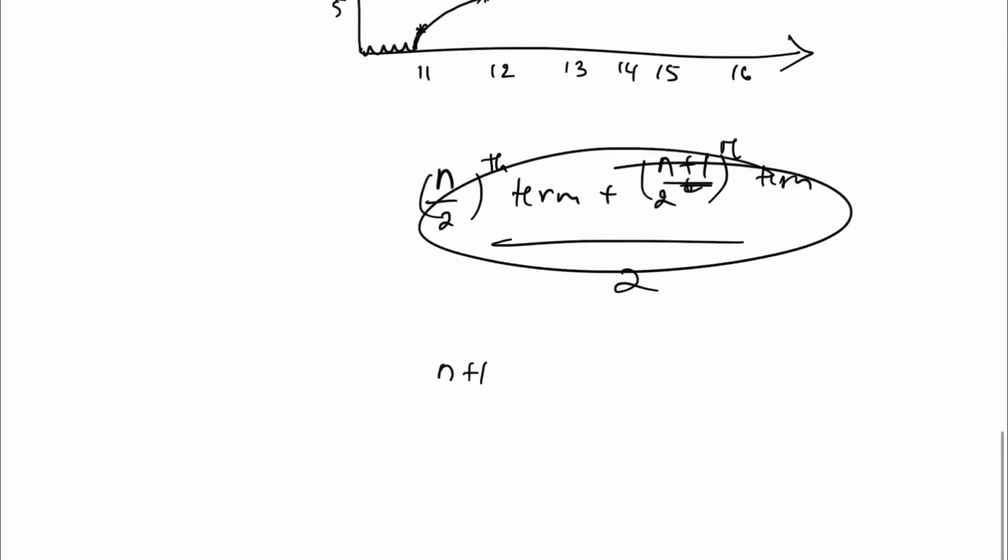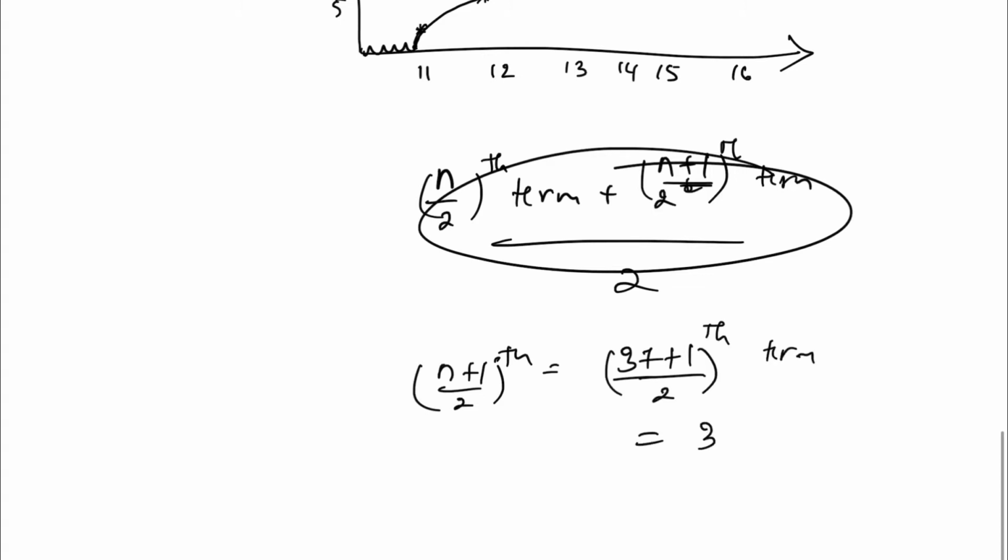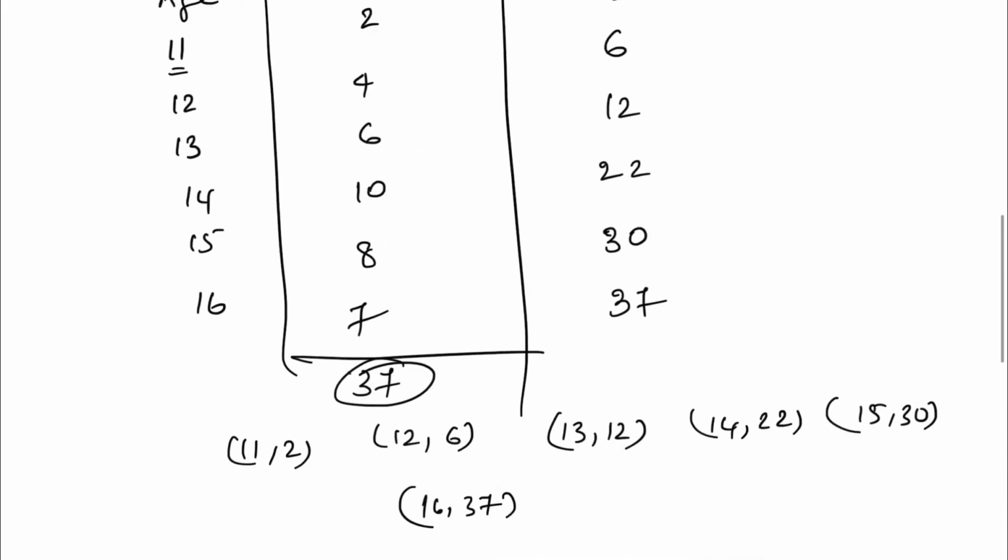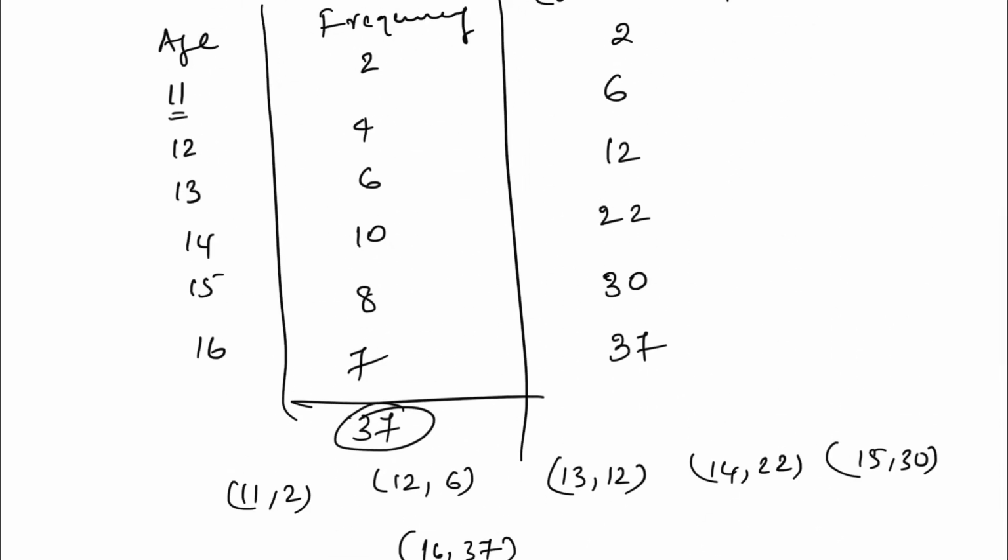You have to use the n plus 1 by 2th term, that is equal to 37 plus 1 by 2th term, that is equal to 38 by 2th term, the 19th term you will get. Coming to that, which is your 19th term, you need to take the next number to that.